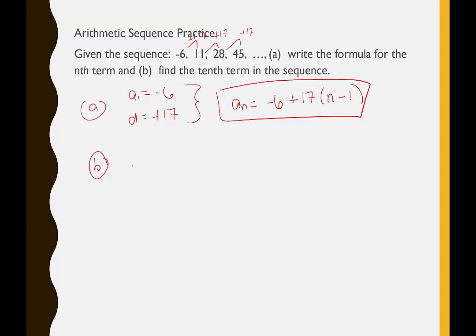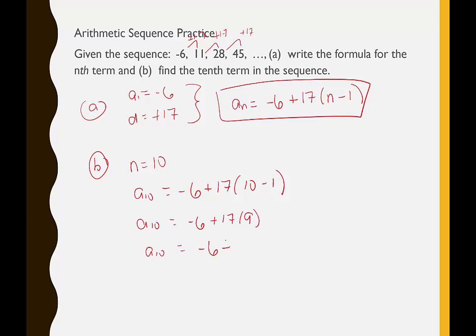For part B, we want to find the 10th term, so now we know that n is 10. Let's plug in. A sub 10 is equal to negative 6 plus 17 times 10 minus 1. This would be a sub 10 is equal to negative 6 plus 17 times 9. And this would give us negative 6 plus 153. When we add those together, a sub 10, we get 147. So the 10th term is 147.